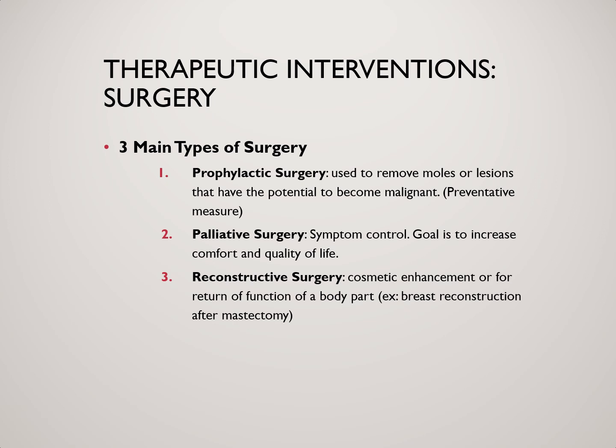Another therapeutic intervention for cancer includes surgery, and there are three main types of surgery. You have prophylactic, which means preventative. That's used to remove moles or lesions that have the potential to become malignant. An example of a prophylactic surgery might be colon polyps that are often removed to prevent malignancies from developing. Or you go to a dermatologist and they remove a mole because it has the potential to become malignant.